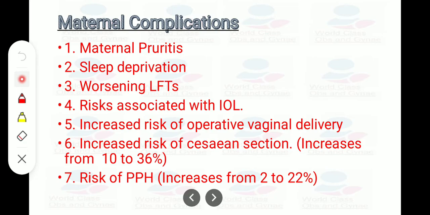Now, what are the maternal complications? It's very important to know about all these complications because in the long case, we have to ask the patient about those maternal complications, or my examiner might ask questions related to the maternal complications.